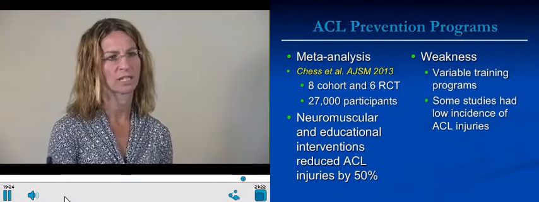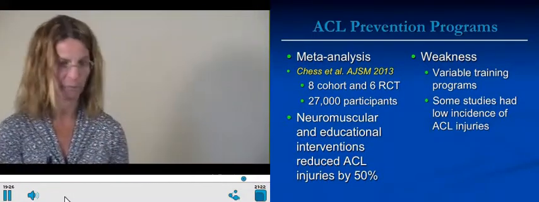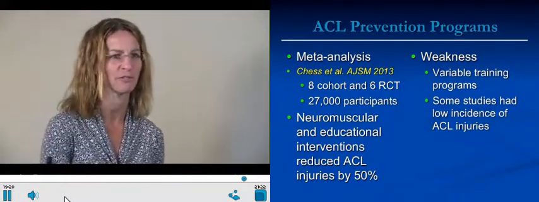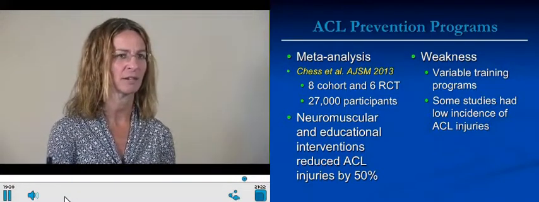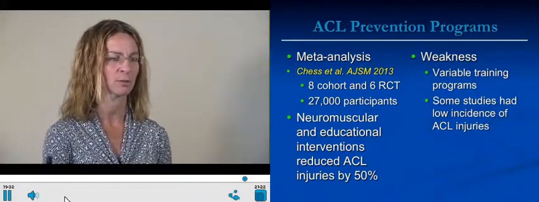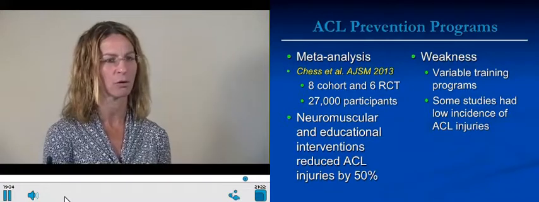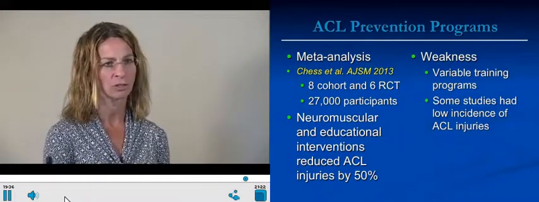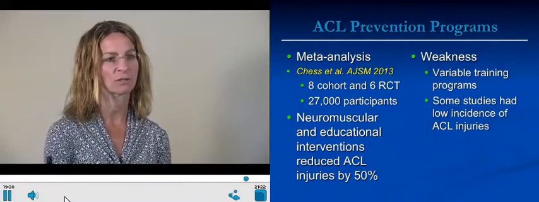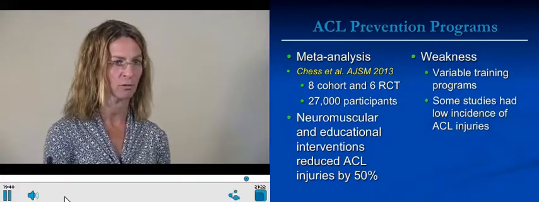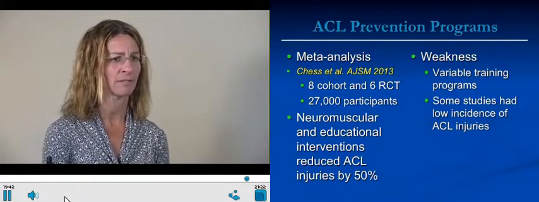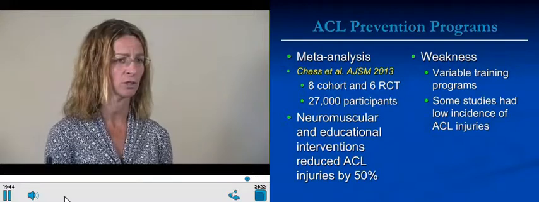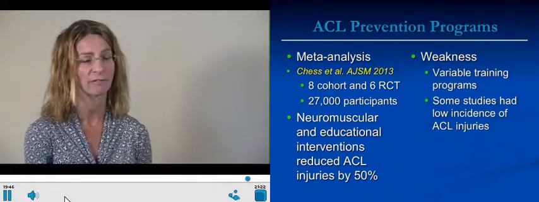And some of the studies did have limited subjects. The most recent study actually came out right before I was going to give this lecture, which is perfect. A meta-analysis came out just this last month in the American Journal of Sports Medicine. What they did was pool 8 cohort and 6 randomized controlled trials, with 27,000 participants in ACL prevention programs. And they concluded that neuromuscular and education interventions reduced ACL injuries by about 50%.